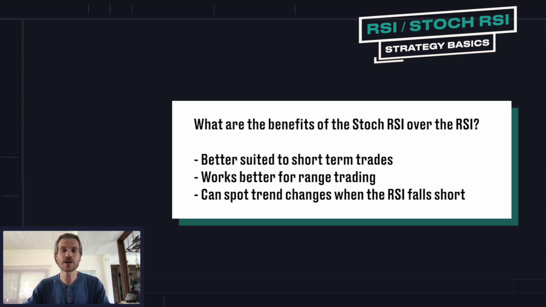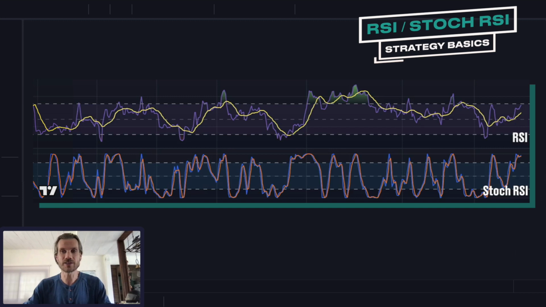So the benefits of the Stoch RSI over the traditional RSI: it's better suited to short-term trades, it works better for range trading, and can spot trend changes when the RSI falls short. So what do I mean by that? As an example, when the traditional RSI is stuck as neither oversold nor overbought and stays within the 30 to 70 range, because traders are typically waiting for oversold or overbought conditions to enter a trade, if these conditions never happen, traders are left waiting.